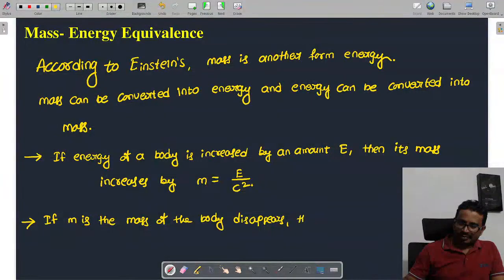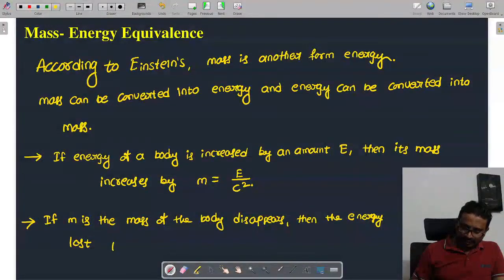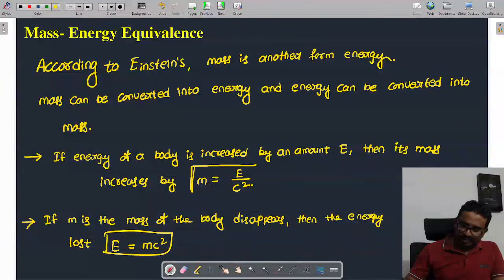Appears. Then the energy lost, E equal to mc square. E equal to how much? Mc square.